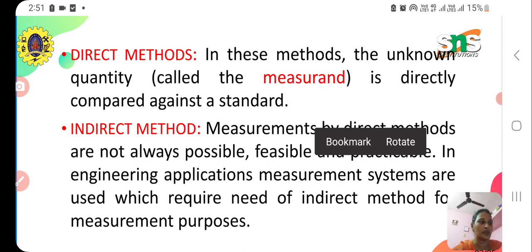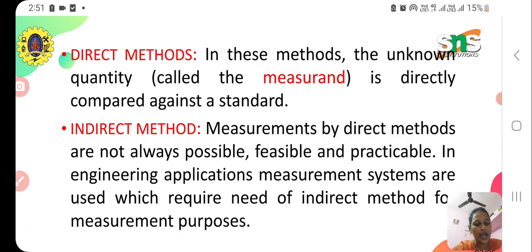This method is not very accurate, because it depends on human judgment. For example, if I want to measure the unknown length of a line against the standard, which is a scale, and I take the reading in a wrong manner, then the measurement will be wrong. So the measurement is not accurate because of human error. Due to human insensitiveness, the direct methods face a drawback.